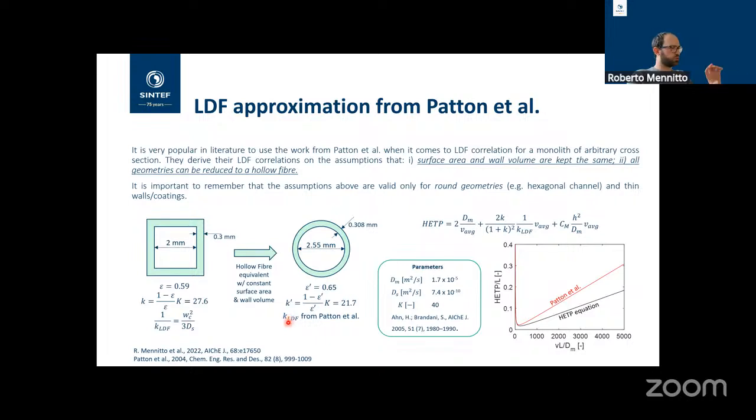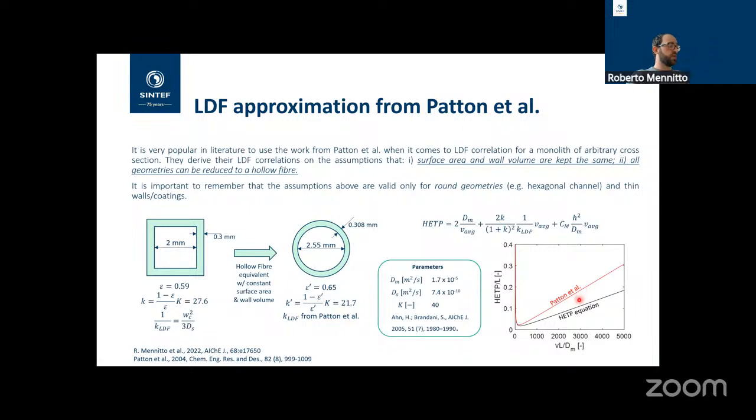I do not report it because it's a rather long equation, but you can find it in their paper. And if you write the HTTP for Patton or the one I show you here for the square channel, you can see that there is a big difference. And in the paper we published in 2022, I report also this behavior, for instance, for the triangular channel, where the approximation of Patton et al. overestimates the HTTP.